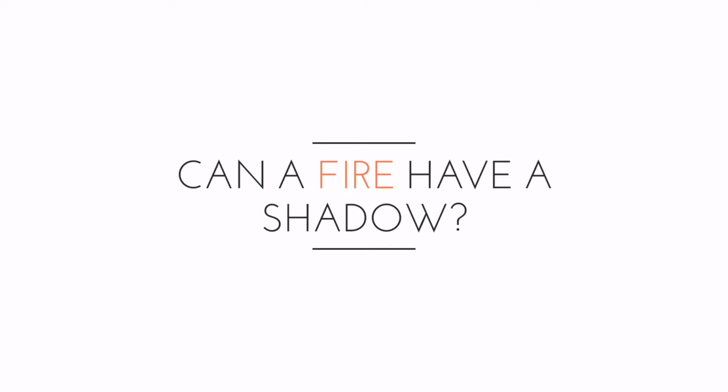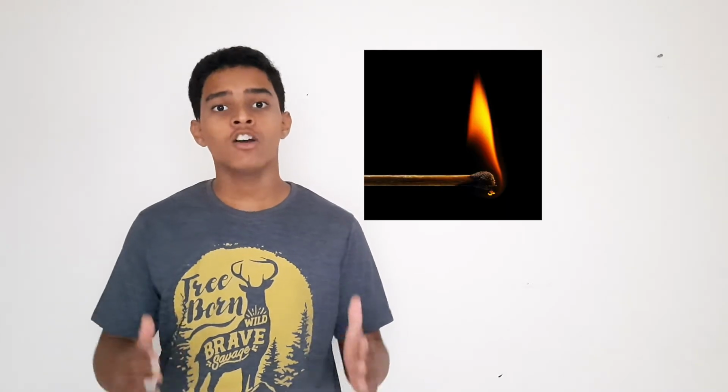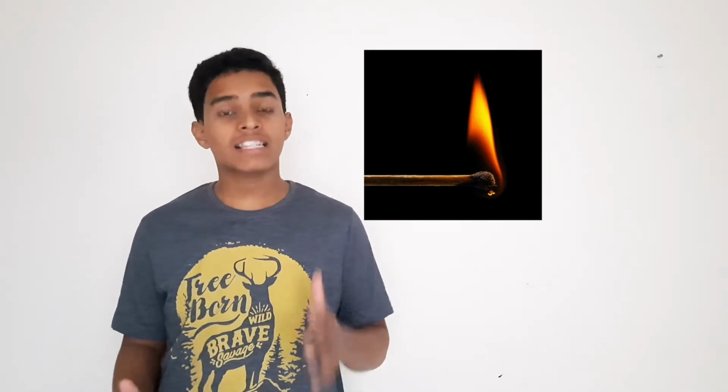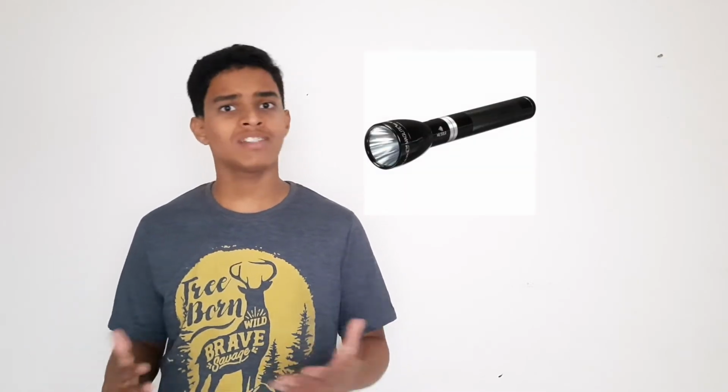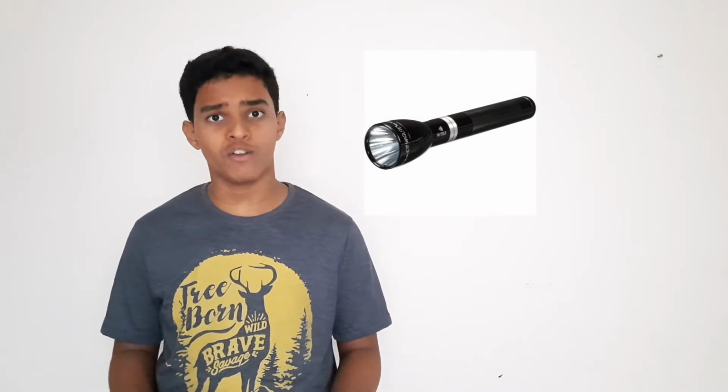Let's go to the next question. Can a fire have a shadow? Yes, a fire can have a shadow, but it depends on the situation and the circumstances. For example, if you have a fire open in direct sunlight, then you will have a shadow. But if you point a weak flashlight towards the fire, then you cannot see a shadow. I'll be explaining why this happens.